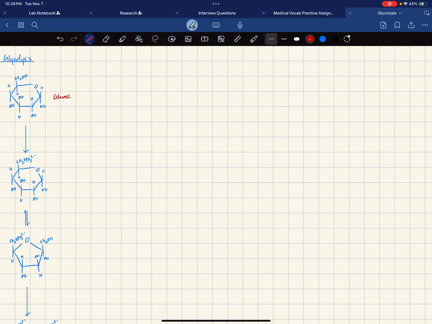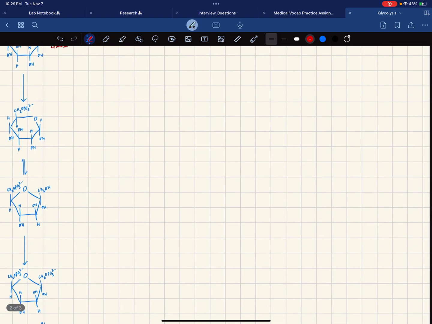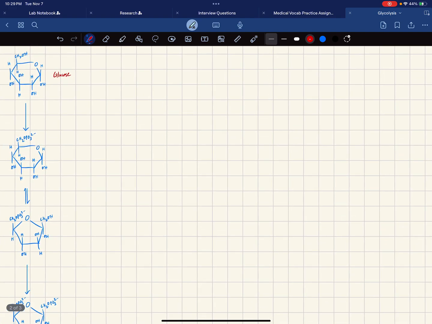And our first enzyme, and the reason that this enzyme does this is, we want to trap it in the cell. So we use hexokinase, and if you remember, the term kinase means that we're generally going to be dealing with a phosphoryl group, or we're transferring a phosphate to something. So we're going to use ATP. So the enzyme is hexokinase.